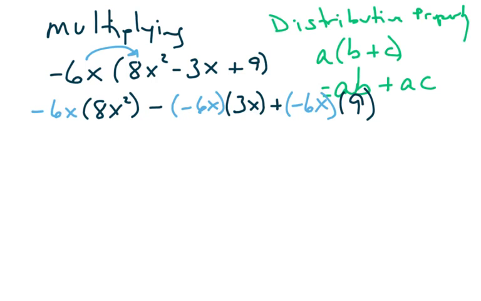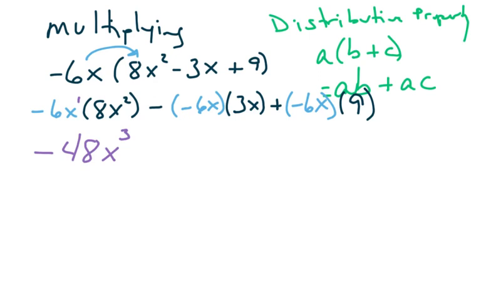So now we multiply. Negative times a positive is going to give me negative 48. Now here's where our exponent laws come into play. I have x to the first times x squared. When multiplying like base numbers, we add the exponents. So an x times an x squared would give me x cubed.